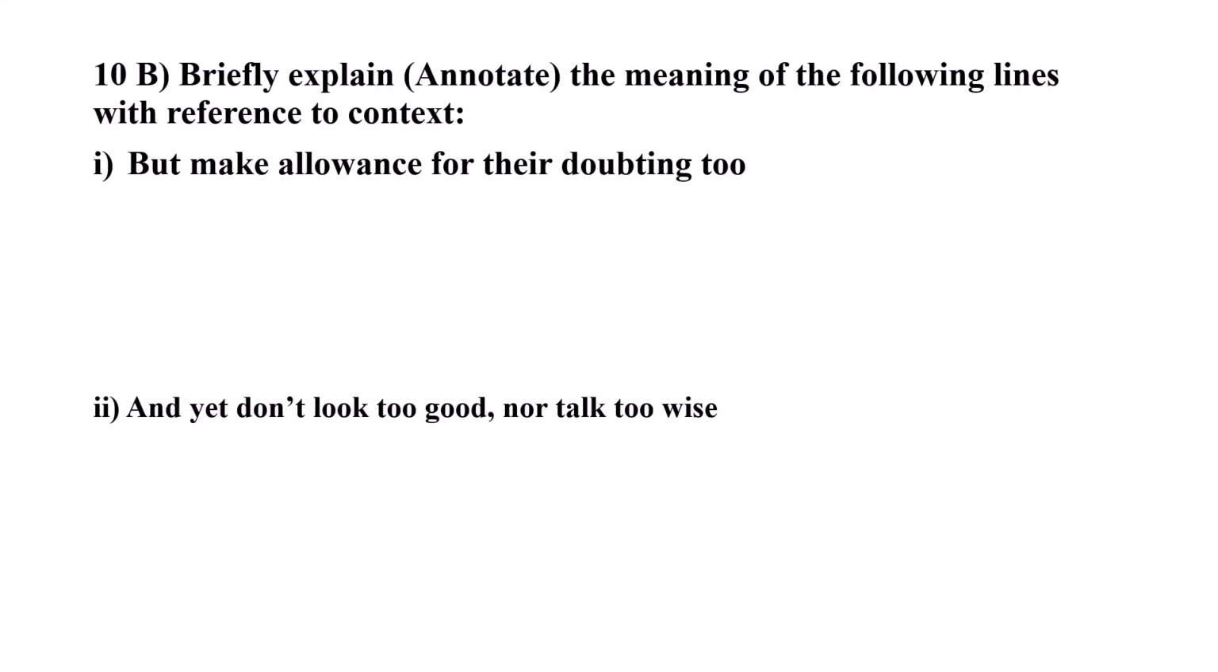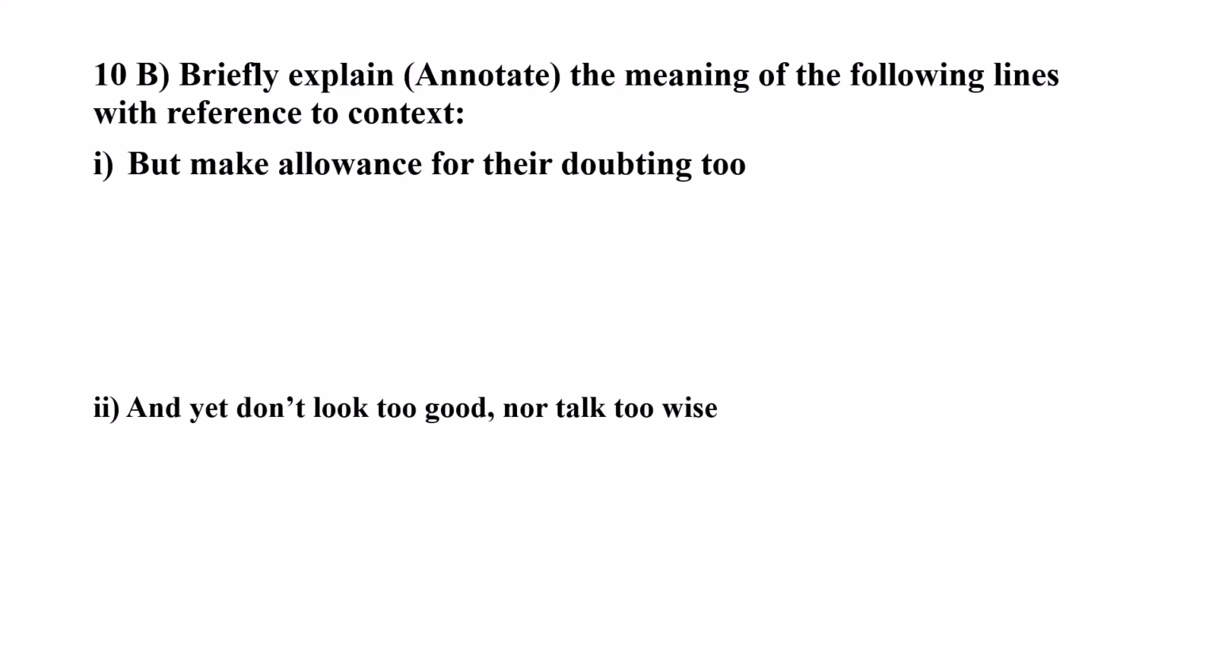Next question. Briefly explain or annotation. Annotations also can be asked. Students, all of you get ready. The meaning of the following lines with reference to context. So reference to context, you have to mention from which poem or which lesson those lines are taken and who is the author without forgetting. Otherwise, you will lose marks.